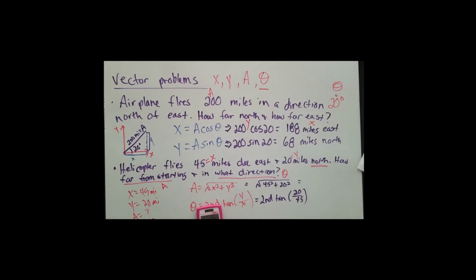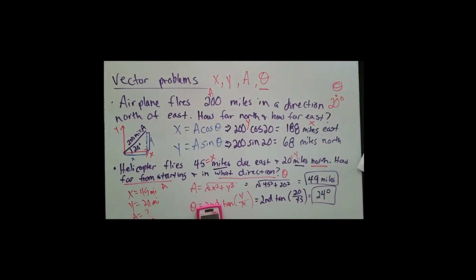I get 49 for my A, and that's how far from the starting point, so that's going to be miles because my other two distances were in miles. And then what is the angle? What's my theta? What direction? So second tangent, and I get 20 divided by 45. So the angle is going to be 20, I'm going to round up to 24 degrees.